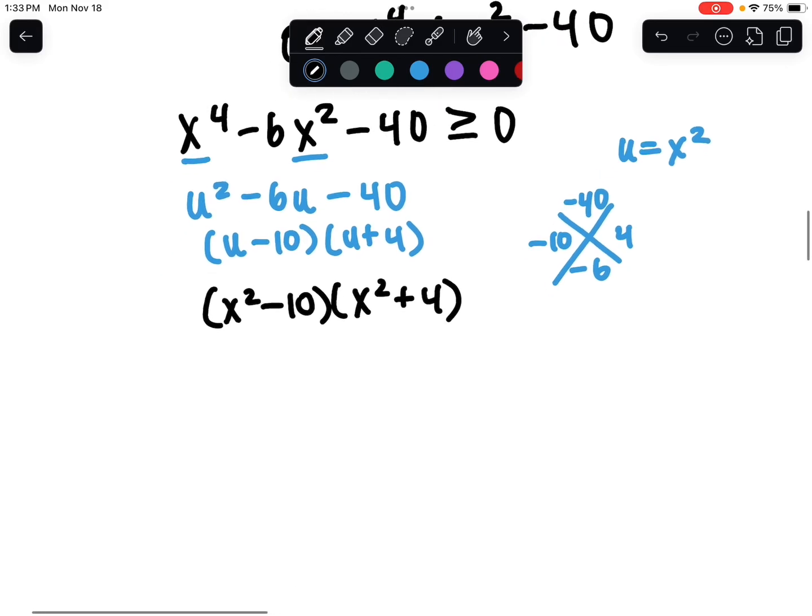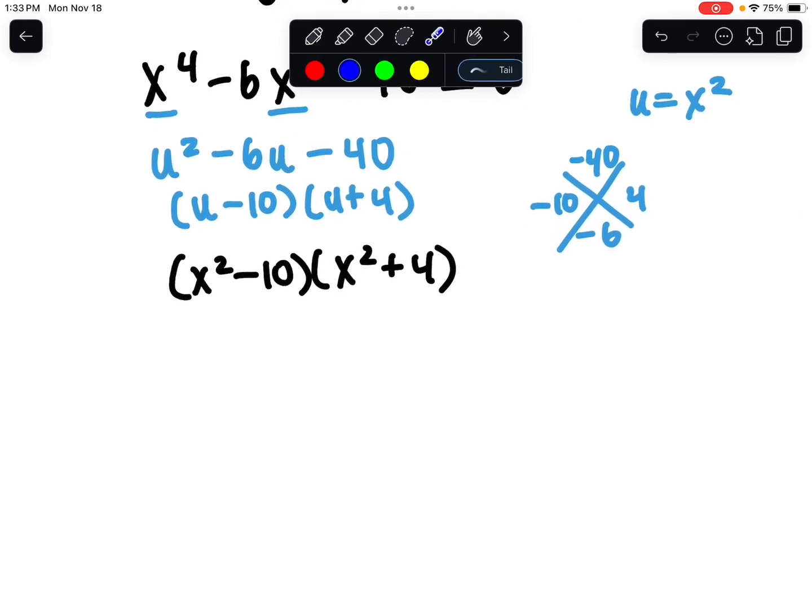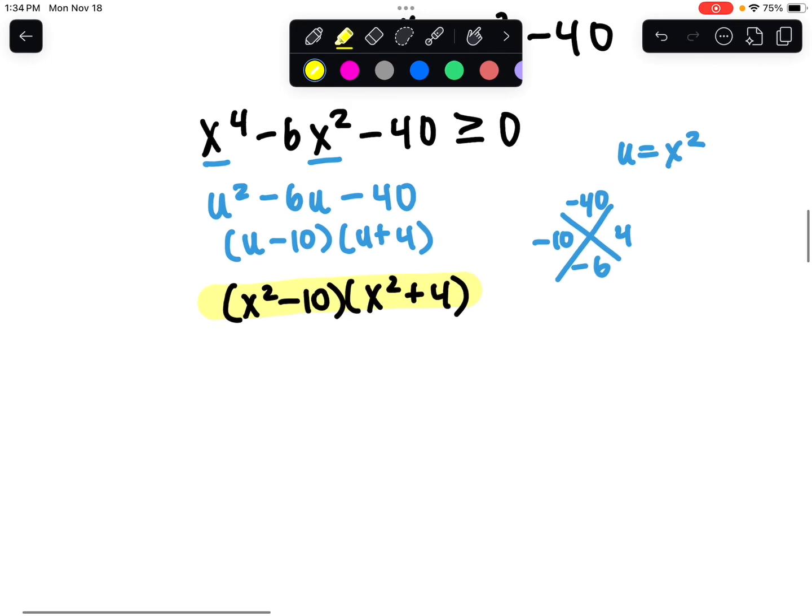And then as I try to factor this further, x squared plus 4, those are perfect squares, but we can't factor it as a difference of squares if it's a plus sign. So that's prime. And then this 10 is not a perfect square, so this is also prime. And so this is the best we can do as far as being completely factored. So I'm going to go ahead and highlight that. We'll use it for our point testing, and then bring back my inequality.